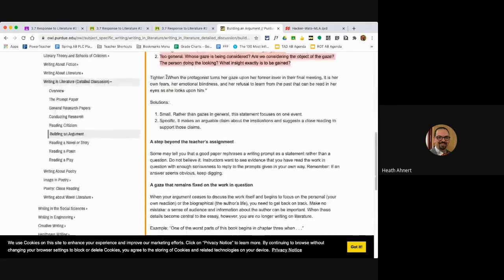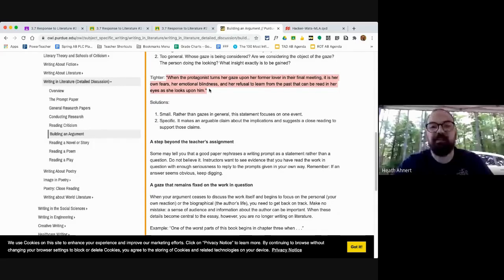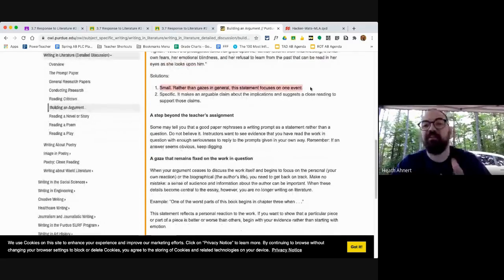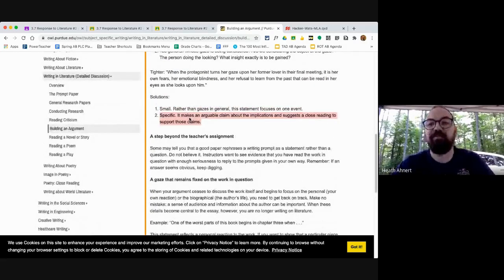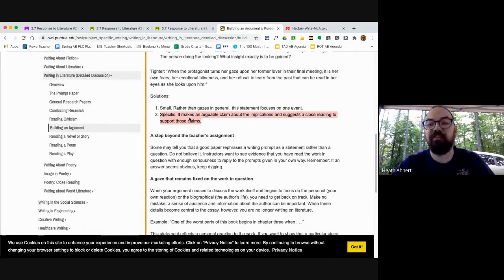When the protagonist turns her gaze upon her former lover in their final meeting, an essential moment, her emotional blindness and her refusal to learn from the past can be read in her eyes as she looks upon him. All right, so the reason why this is a solution is that, rather than the gazes in general, it is one gaze. And it makes an arguable claim about the implications and suggests that there is a close way to read this final moment.